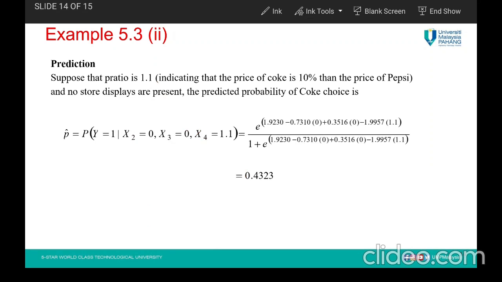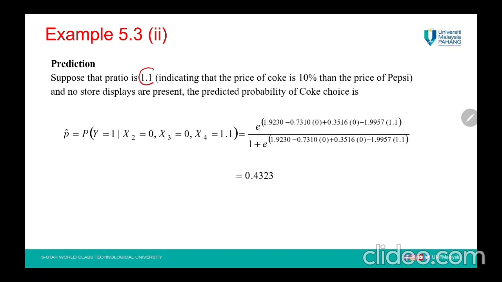Now let's look at example 5.3.2. In this example, we want to make a prediction of p hat. Suppose that the P ratio given is 1.1. P ratio means X4. 1.1 indicates that the price of Coke is 10% higher than the price of Pepsi. And in this case, no store displays are present. No store displays means that in this case X2 is 0, X3 is also 0.